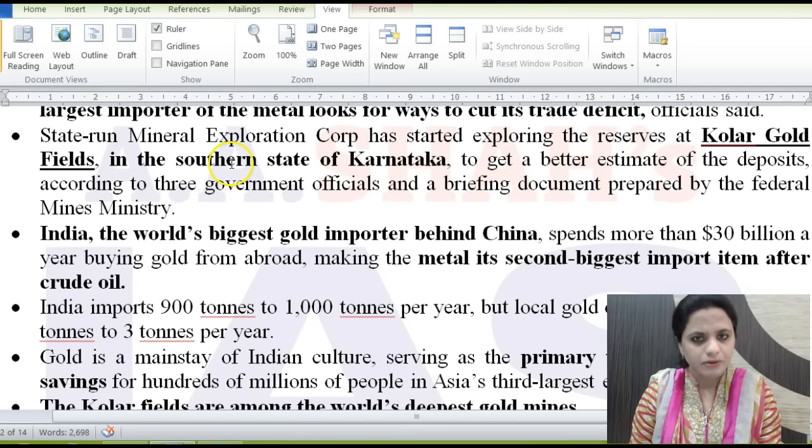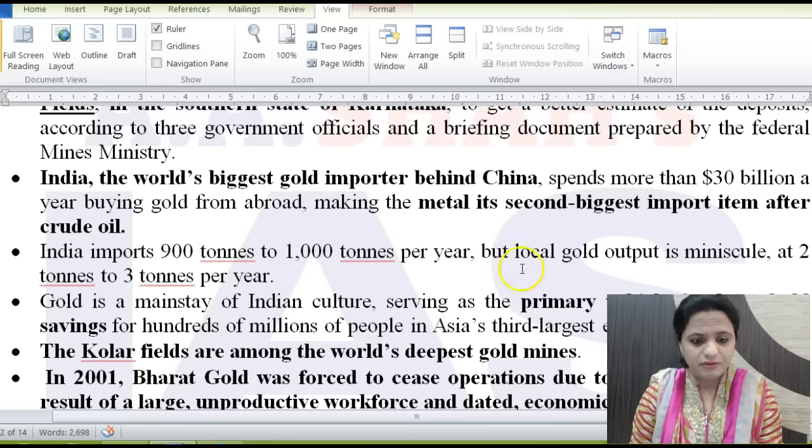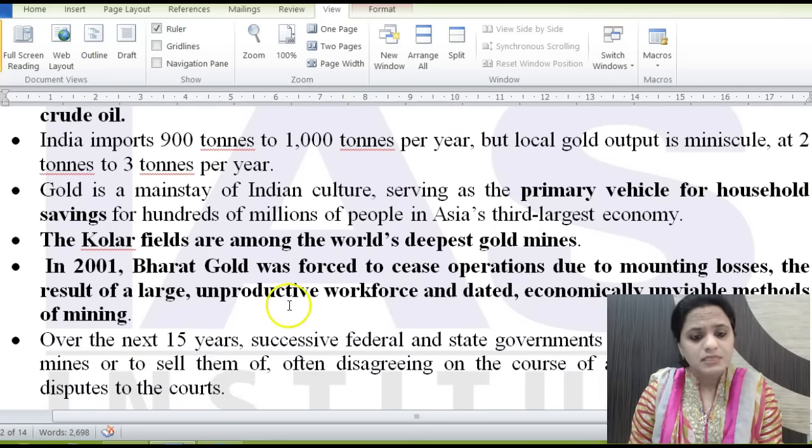Specifically, it is the Kolar gold mine in Karnataka which has been selected for revival. And this Kolar gold mine is one of the deepest gold mines in the world also. Plus, it was abandoned in 2001. The operation ceased in 2001 after Bharat Gold ended its operations there.